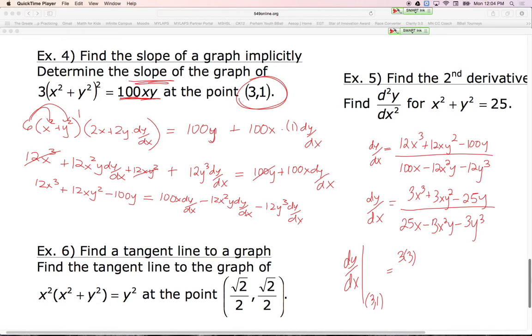So we have 3 times 3 cubed plus 3 times 1 squared minus 25 times 1 all over 25 times 3 minus 3 times 3 squared times 1 minus 3 times 1 cubed. All right, here we go. Let's start simplifying. Top: 3 cubed, got to do exponents first. 3 cubed is 27. 27 times 3 is, I'll help you, 81. Plus 3 times 3 is 9. 81 plus 9? 90. 90 minus 25. 65 on top.